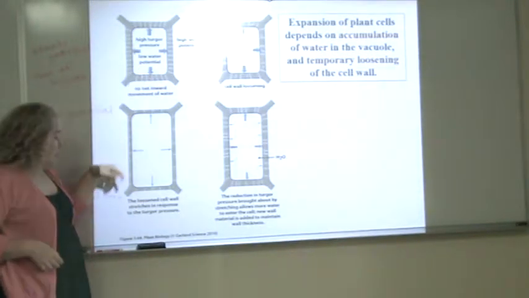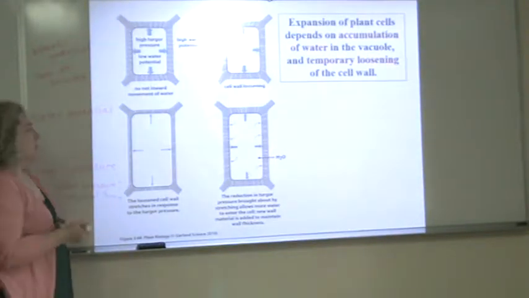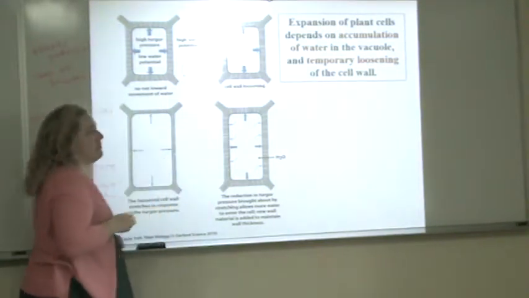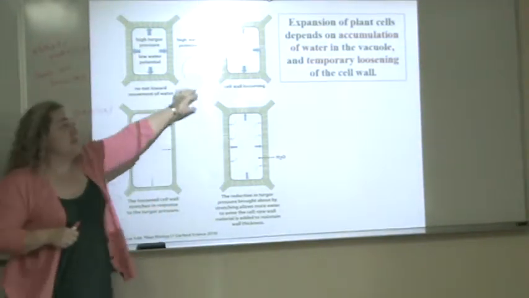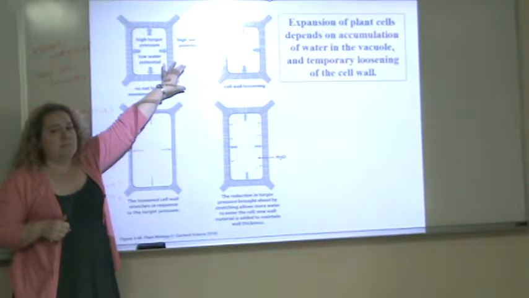If you took this cell and you made a protoplast out of it and took the wall away and it became round, it would be easy to just burst it by letting water come in. Is that helping?